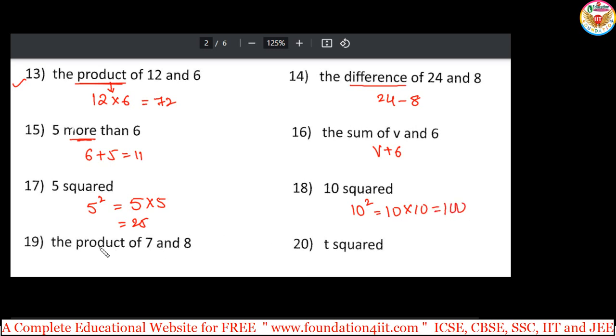The product of 7 and 8. Product means multiplication, we discussed. So 7 times 8, you can multiply. t squared, so t to the power 2. Could not simplify more. This is the only answer for this.